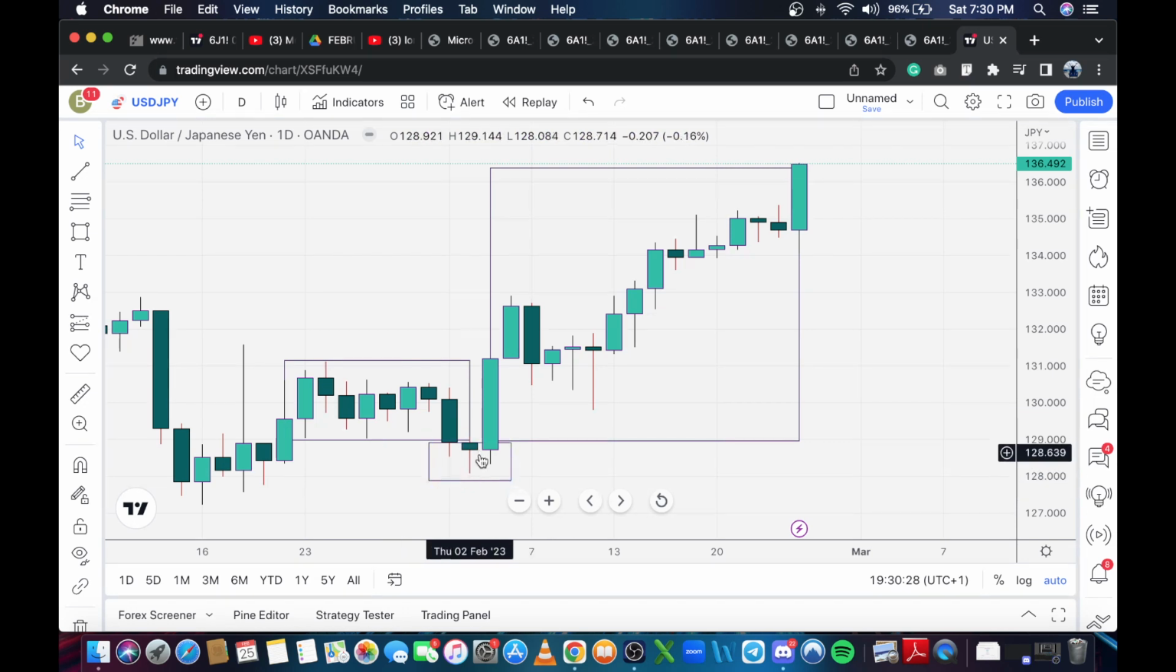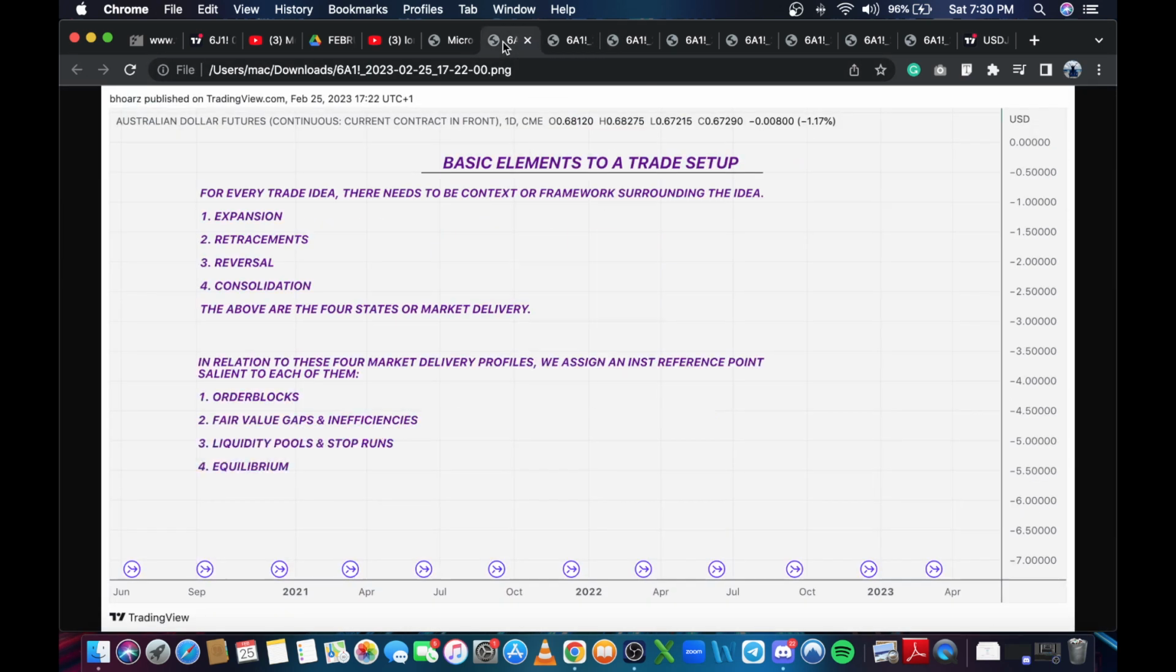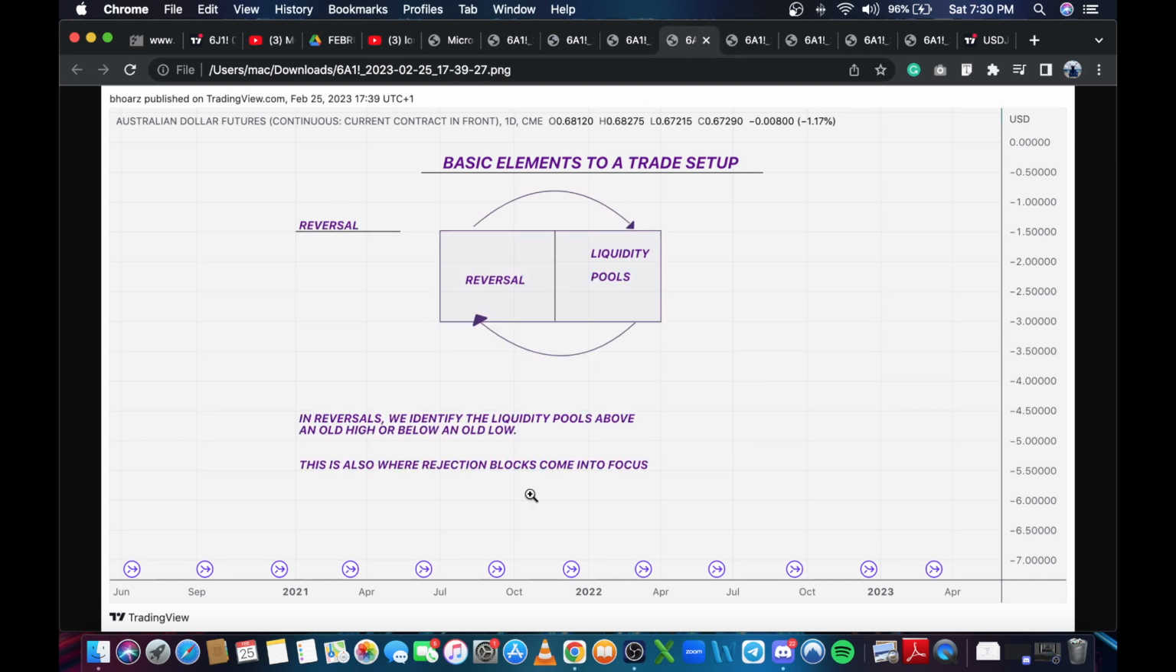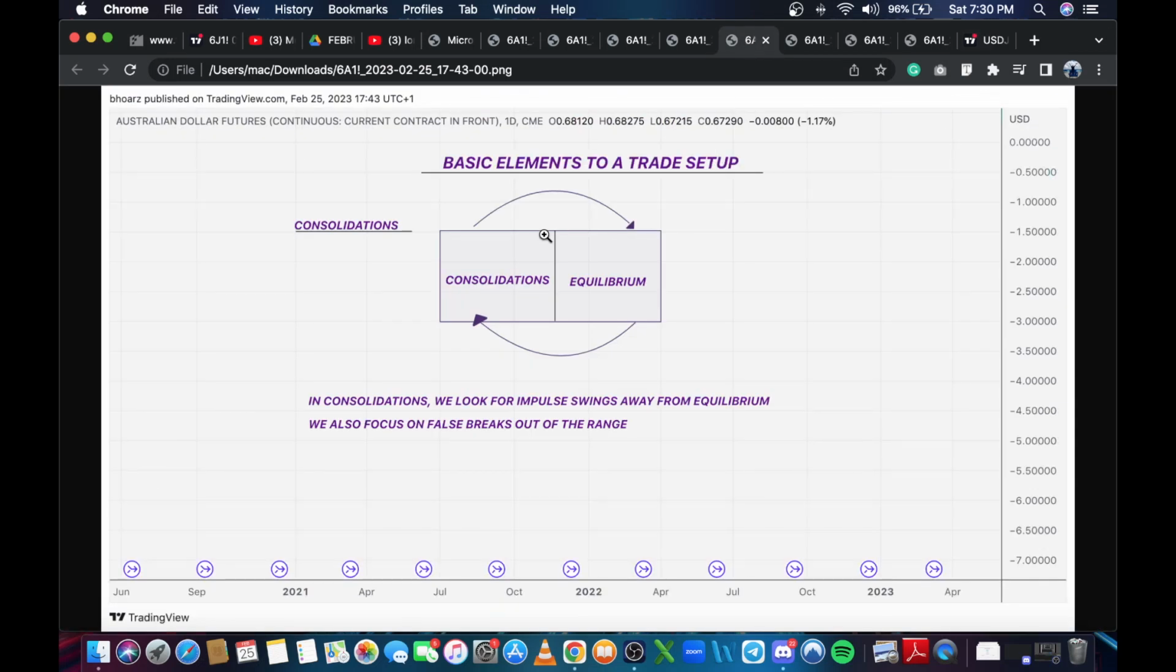What stops are we running? We're running sell stops. Remember when we talked about reversals? I think that was in this, right? When we're talking about reversals, we're dealing with liquidity pools. So what I did here is I blended the different concepts together so you can see how they work hand in hand with each other and complement one another for the market delivery profile. So this is where we talk about false breakout of range, and we're talking about consolidations, and also at equilibrium is where orders are going to be built inside a trading range.